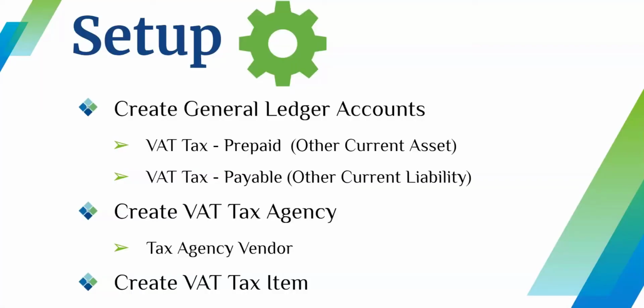In setup, we're going to create a general ledger account for VAT tax, which has been prepaid. This is the VAT tax that we have paid to other vendors, which they will report on to the government, and therefore, we do not have to pay. The VAT tax payable is the tax that we collect from consumers or have posted as self-imposed tax that we still owe to the government. We will create a VAT tax agency, a tax agency vendor, and create a VAT tax item.